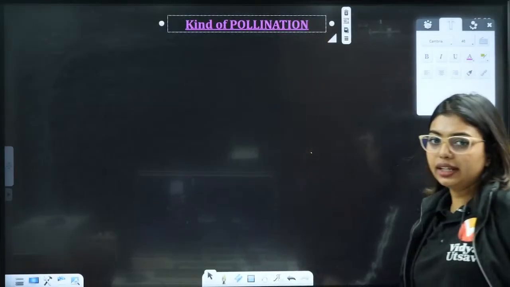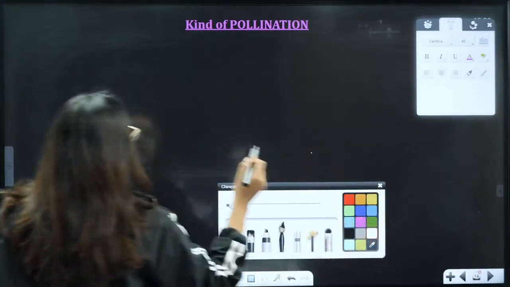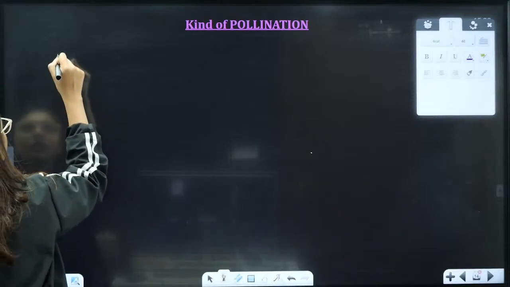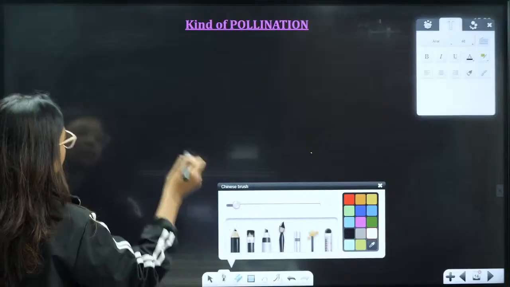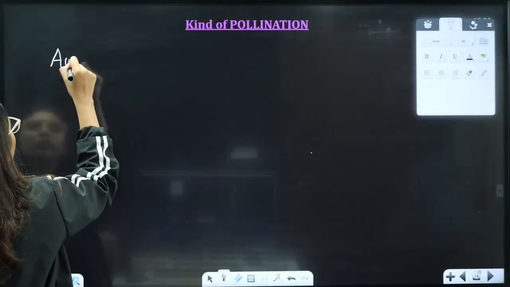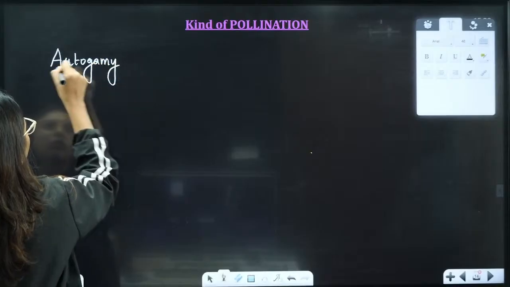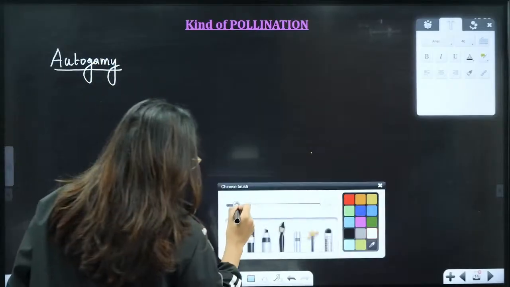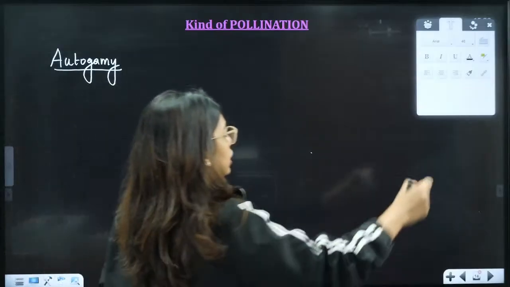Okay, ready? Kinds of pollination. Now look here. First I told you autogamy. We will learn it with the help of a diagram. What exactly is happening in autogamy?